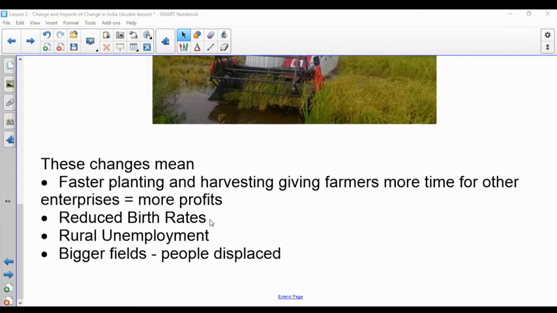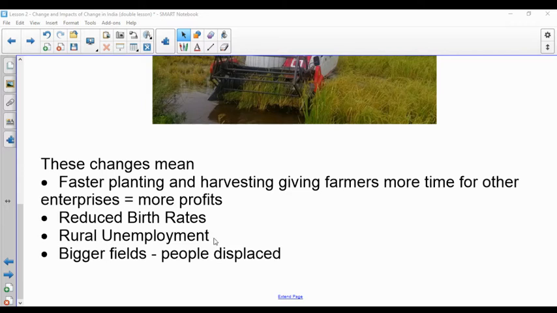The next impact is that across India, it's reducing birth rates. One of the main reasons that families in rural areas of India have large families, lots of children, is because those children will help out in the rice fields, in the planting and the harvesting of the rice. Once you have machines doing that job, then farmers don't feel they need such large families as a labor force. So birth rates have been falling. One of the reasons birth rates have been falling is the introduction of technology in farming.